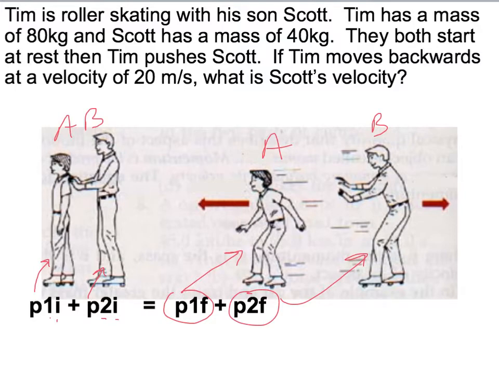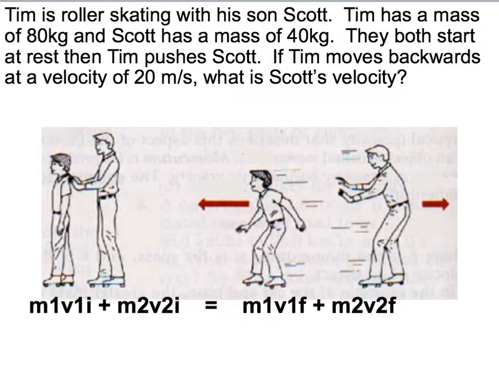Let's write it in yet another way by substituting each of these P's with another one of our formulas. If we know that P equals mv, let's swap each of those P's out for mv and see what that looks like. So here's the same formula, but instead of writing P, we've written mv. So the mass of object 1 and its initial velocity is its initial momentum. If you add that to the mass of object 2 times its initial velocity, that's its momentum. And that's going to equal the mass of object 1 times its final velocity plus the mass of object 2 times its final velocity.